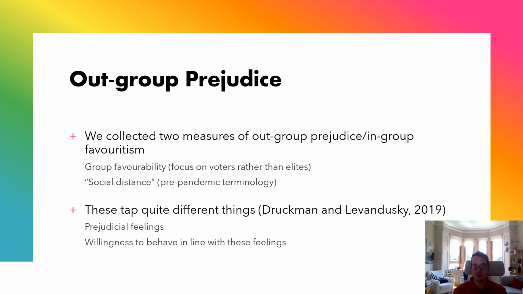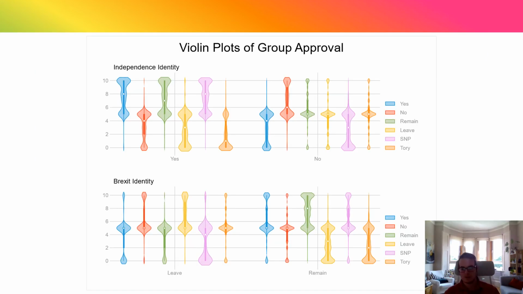The first is abstract prejudicial feelings, and the second is willingness to act in line with those feelings. So what we see here are plots summarising the responses of independence and Brexit identifiers to the first of those questions about the favourability of different voter groups. So we have yes voters, no voters, Remain voters, Leave voters, SNP voters and Tory voters. And we've got the yes identifiers, the no identifiers, the Leave identifiers and the Remain identifiers. Some of these patterns aren't what you'd expect.